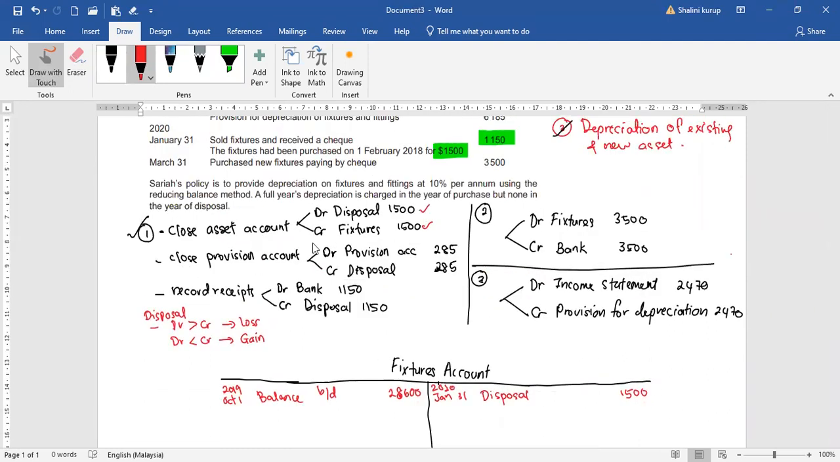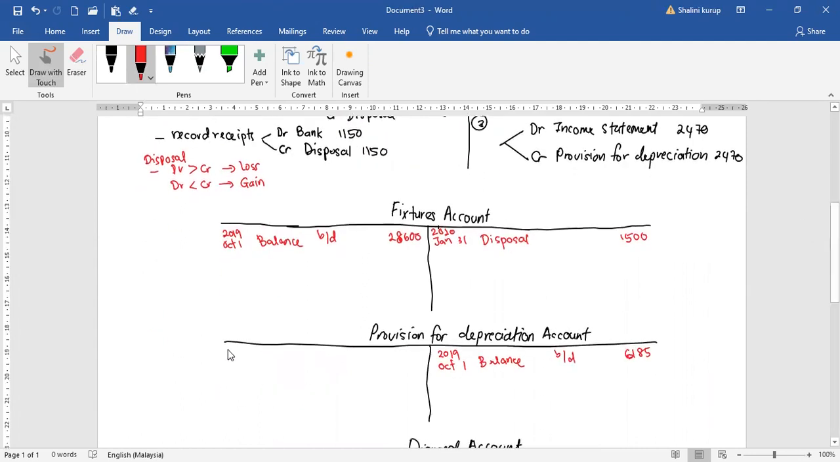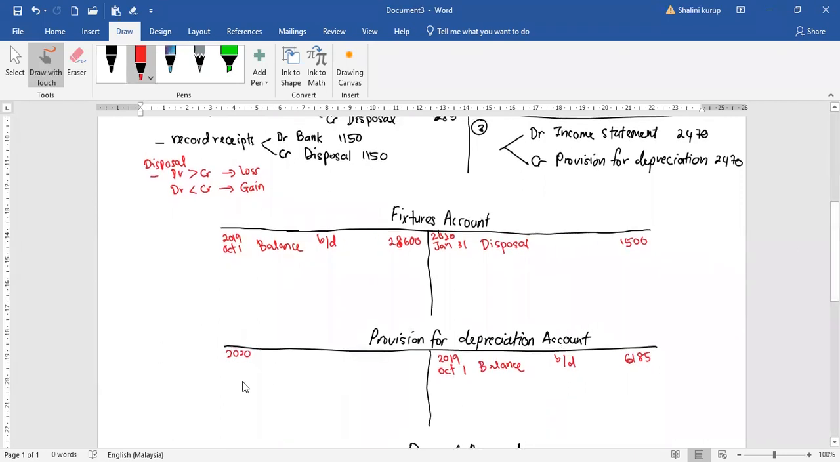Close the provision account. So you debit your provision account with 285. So it will be here 2020. Okay, this one will also be January 31st, because this is the date you dispose of the account. So disposal account and the amount is 285.